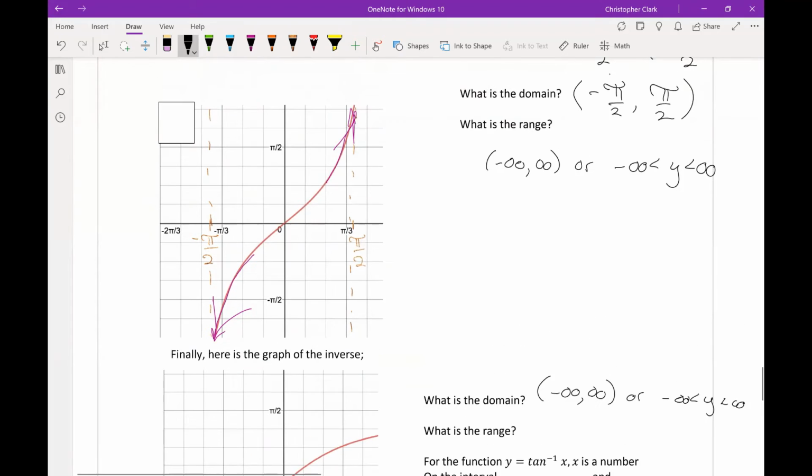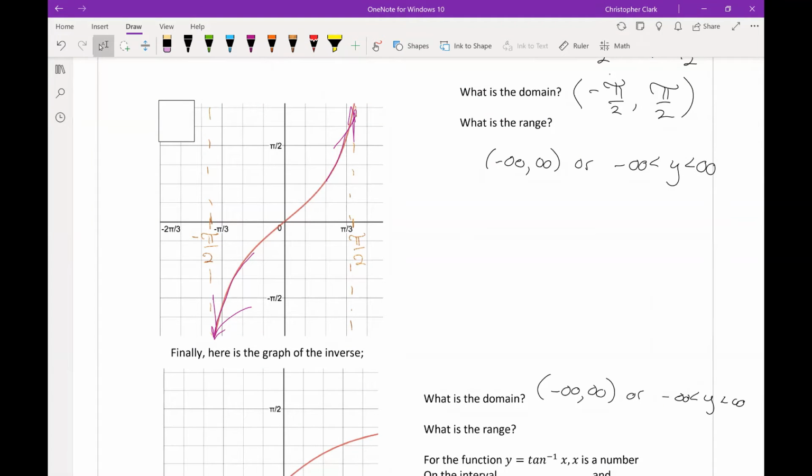Similarly, because the domain of our original function was negative pi over 2 to pi over 2, that becomes the range. Oh, sorry, I did the same thing. So remember, it's a domain, so domain is in the x-axis. And then the range is the y-axis.